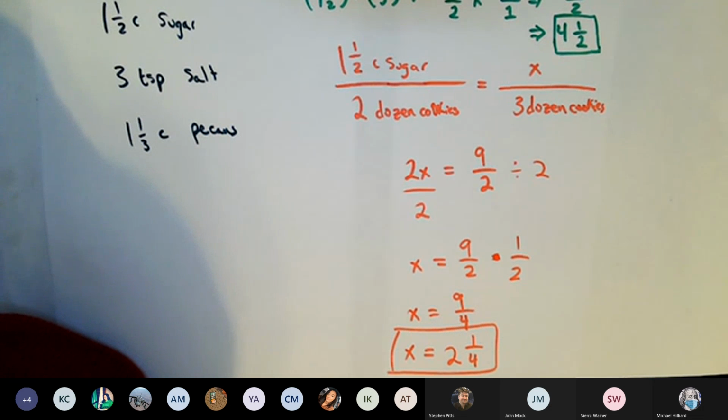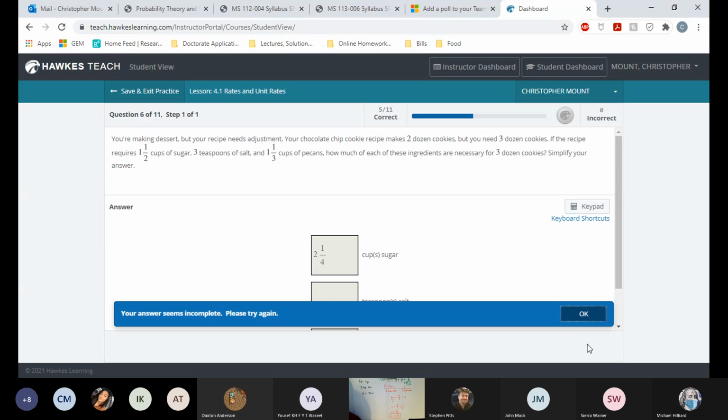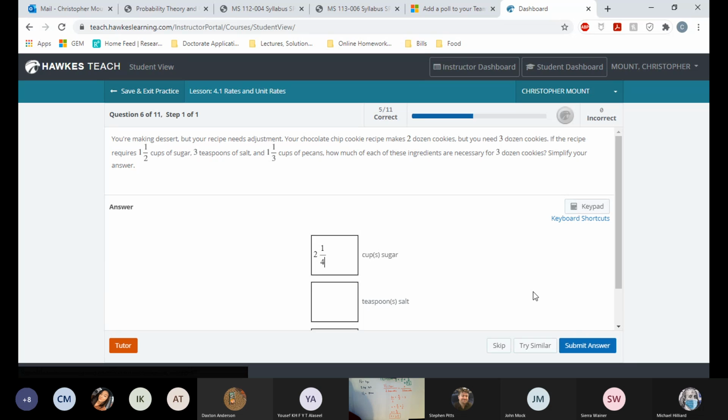So back to screen sharing. I'm not going to do all of them. It just takes too long. But I did the first one here. So let's see, how do you plug this answer in? We're going to go 2 and then, yep, just hit the little slash mark for fraction and then 1/4. I wonder if it'll tell me if just that one's right. It won't tell me. I have to do all of it.